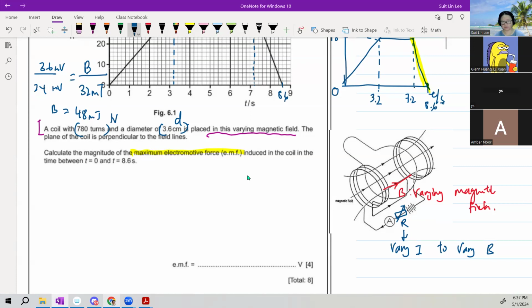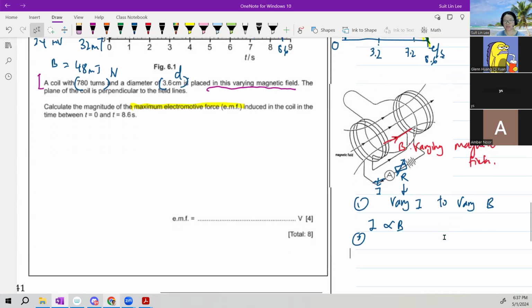So there are a few things here to think about. I change the current in the coil, this I, and the B will change because I is proportional to B. Number 2, they don't even tell you how they vary. So the focus of the question is not really this, but if you are asking why is there a change in magnetic flux, it's because I changed the current. I changed the current, I changed the magnetic flux density B. How do I know? So this first part is how to change B.